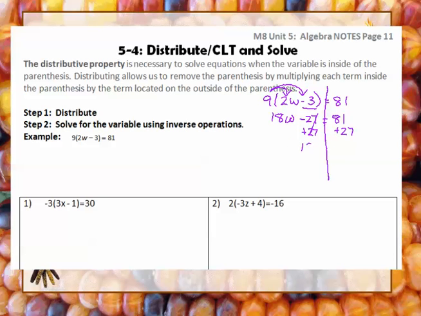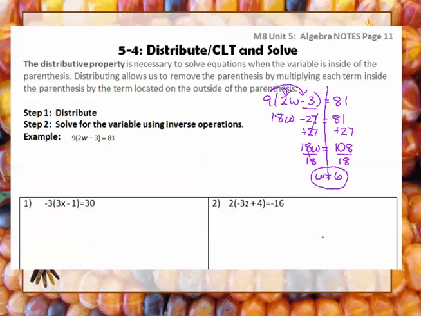Then I have left over 18w equals 81 plus 27. It's going to give me 108. Then I need to get the 18 away from the w, so I divide by 18 on both sides. And I'm left with w is equal to 6 as my final answer.